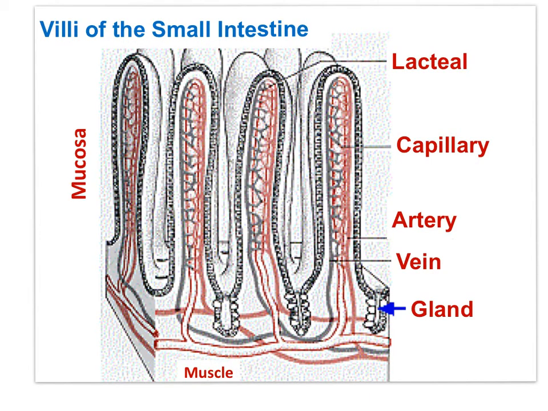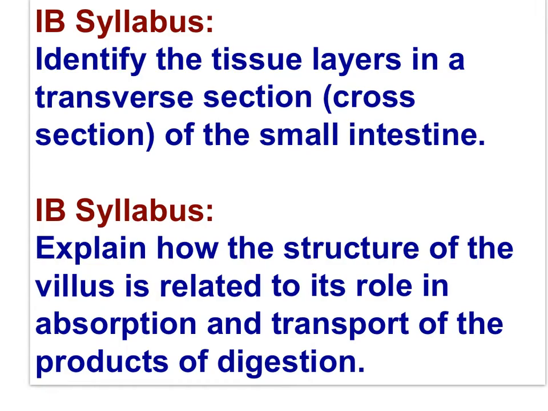Here is another image of villi. Muscle layers are located here. The mucosa includes the glands at the base of the villi and the villi themselves. The epithelium is composed of the cells that line each villus. Blood vessels penetrate each villus, allowing for the absorption of monomers from the lumen of the small intestine into the bloodstream.